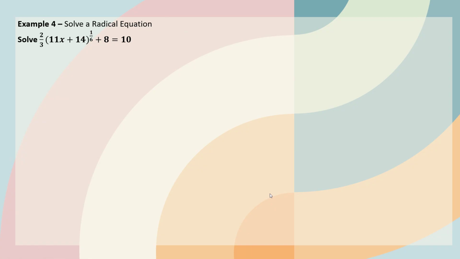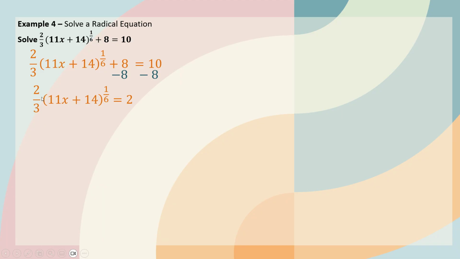For number 4, we want to isolate what's in parentheses. So you start outside the parentheses first. So first we're going to subtract 8 from both sides. And then in the parentheses, we have multiplication by 2/3. To undo that, we'll multiply by the reciprocal, 3/2. And then to get rid of the 1/6 power, we do the 6th power on both sides.